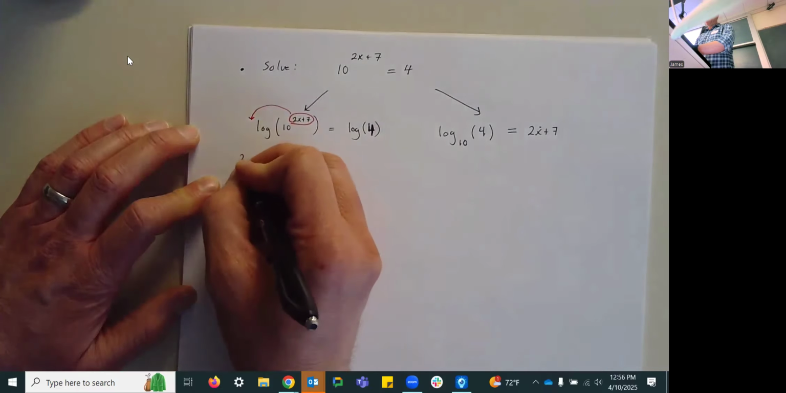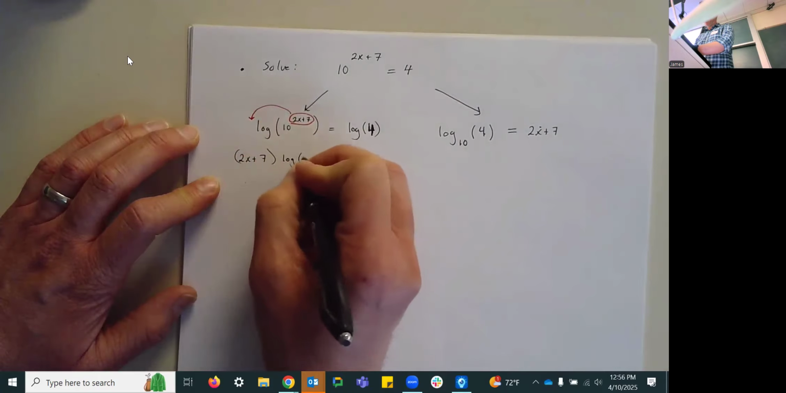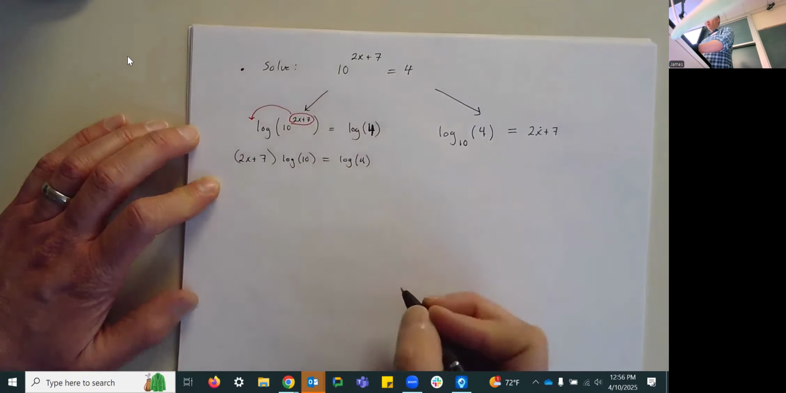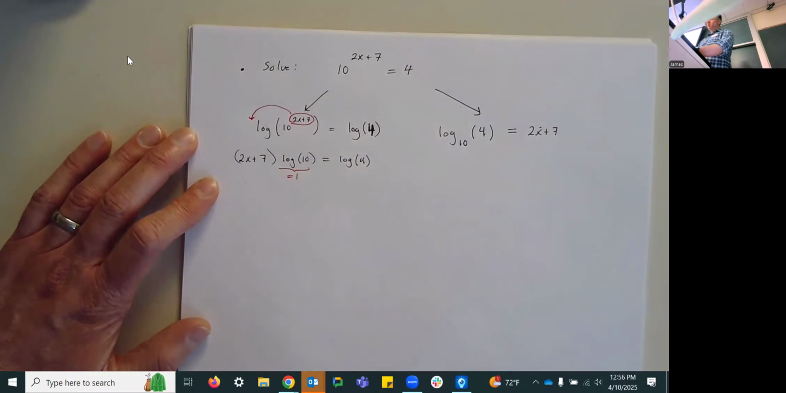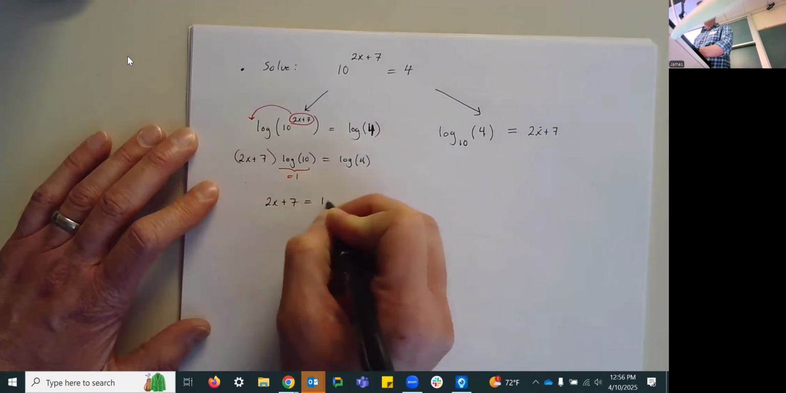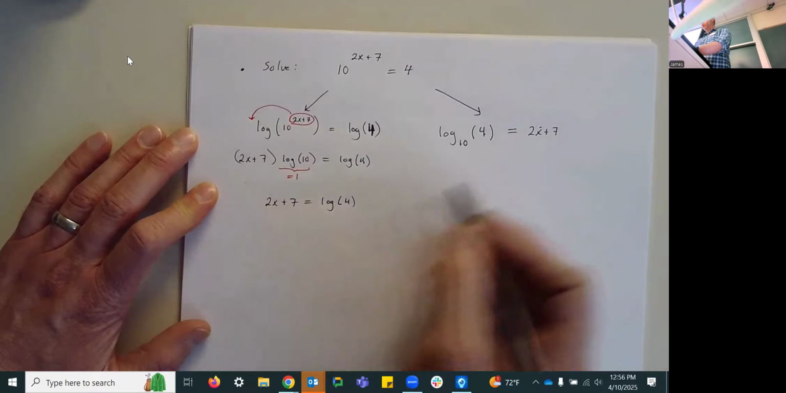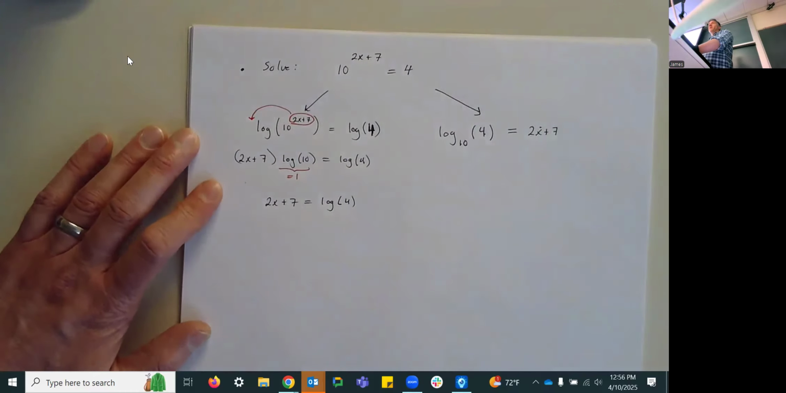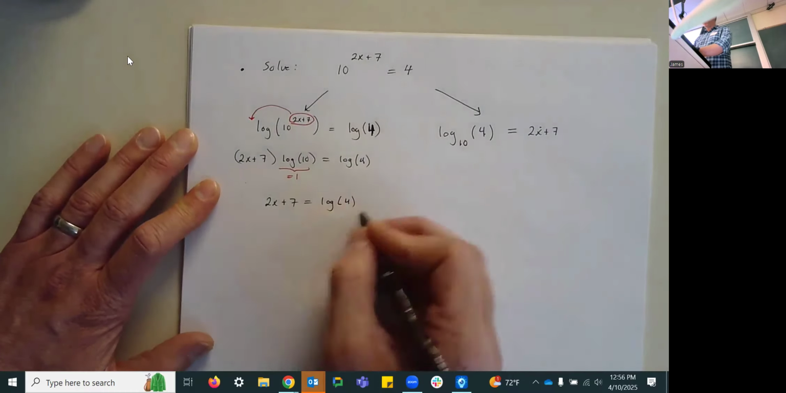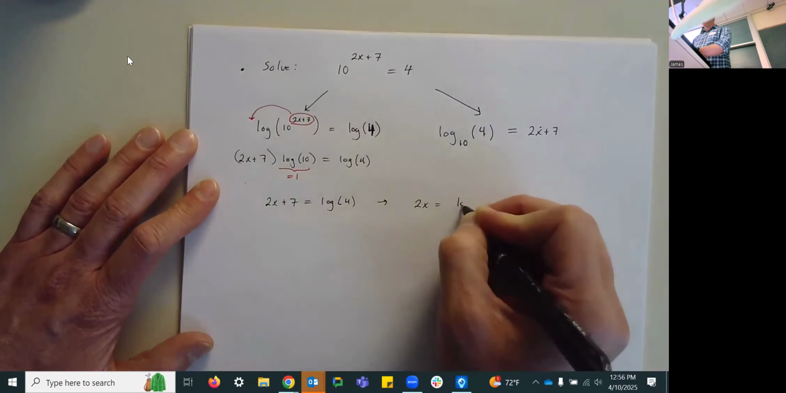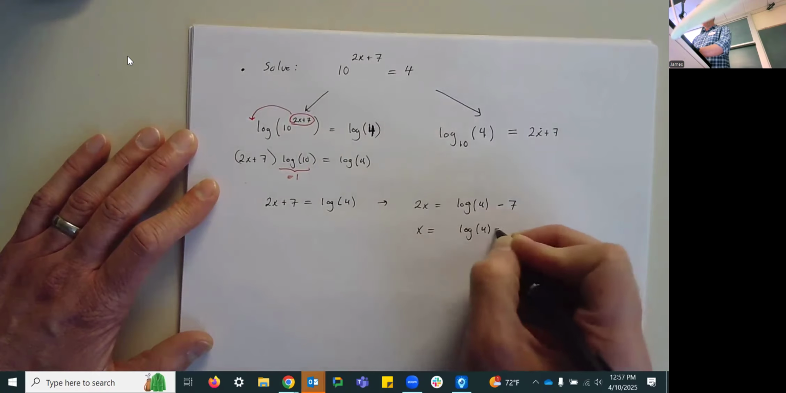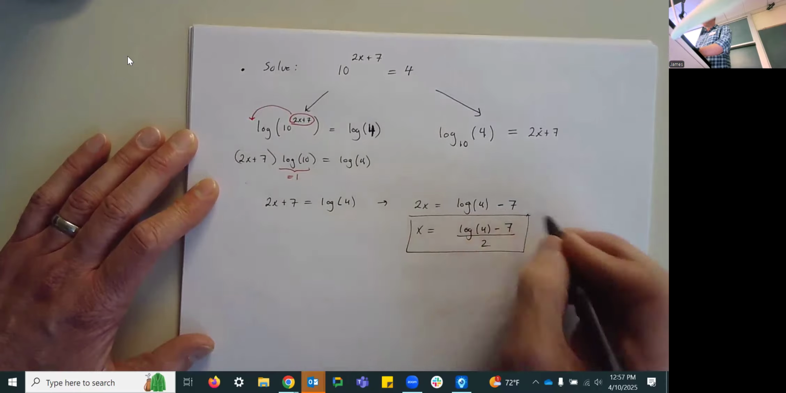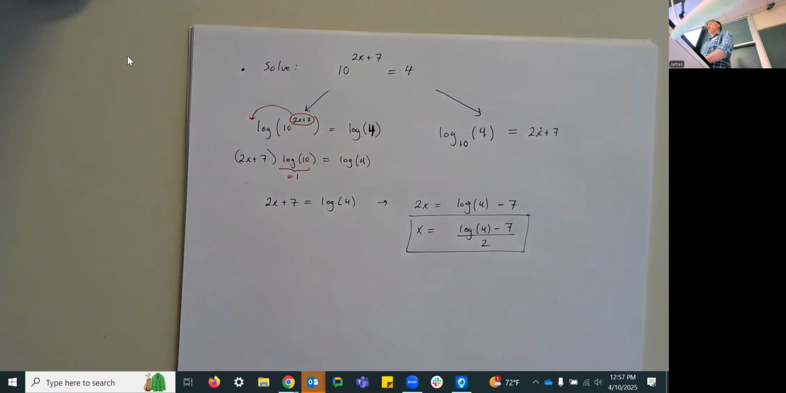So you've got 2x plus 7 times log base 10 of 10 equal to log base 10 of 4. But log base 10 of 10 is equal to 1, because 10 to the first power is equal to 10. So really, either way we slice it, we have the exact same equation: 2x plus 7 equals log base 10 of 4. And then solving it the rest of the way is just a couple of algebra steps. We subtract 7 from both sides and get 2x equal to log of 4 minus 7. Then finally divide both sides by 2 and get x equal to log of 4 minus 7, divided by 2. And that's as good as it gets. That's our exact answer. To get an approximation of that answer, we would need to use a calculator.